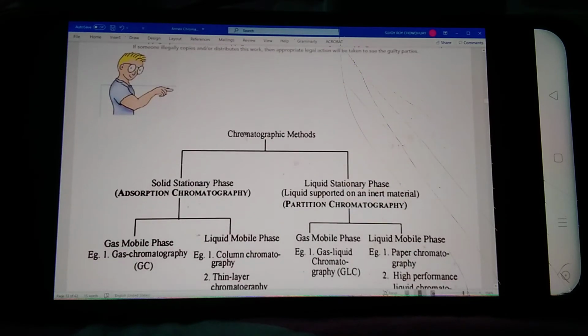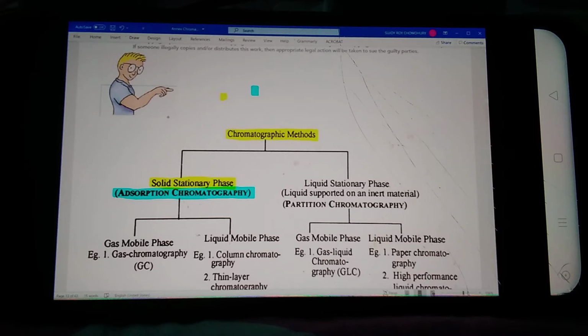Now, let us focus on the stationary phase. Chromatographic methods with respect to the stationary phase can be divided by whether the stationary phase is solid. Whenever the stationary phase selected is solid, that particular chromatography is called adsorption chromatography, because the solute is being adsorbed, not absorbed, on the particular solid stationary phase.